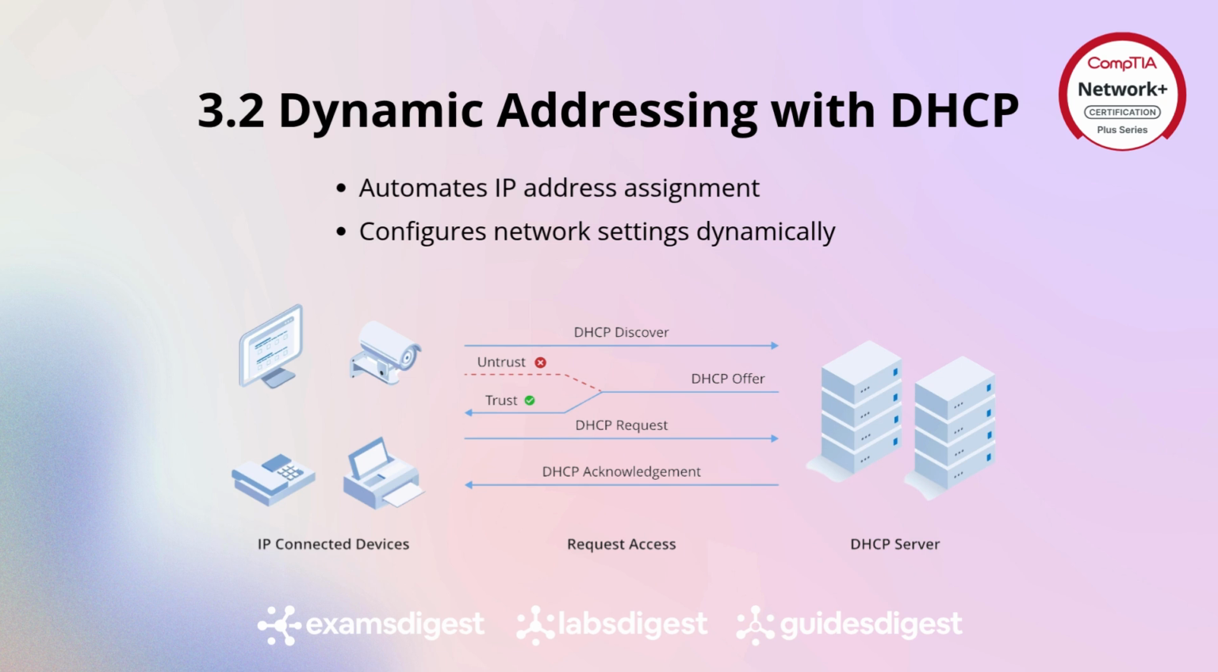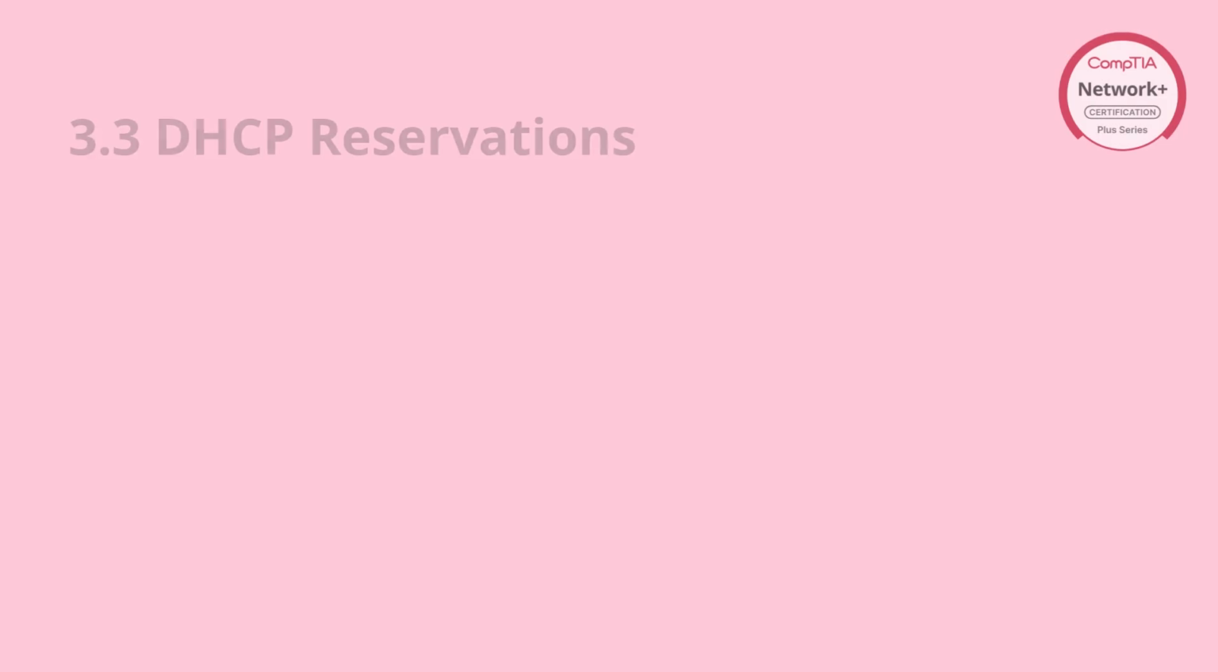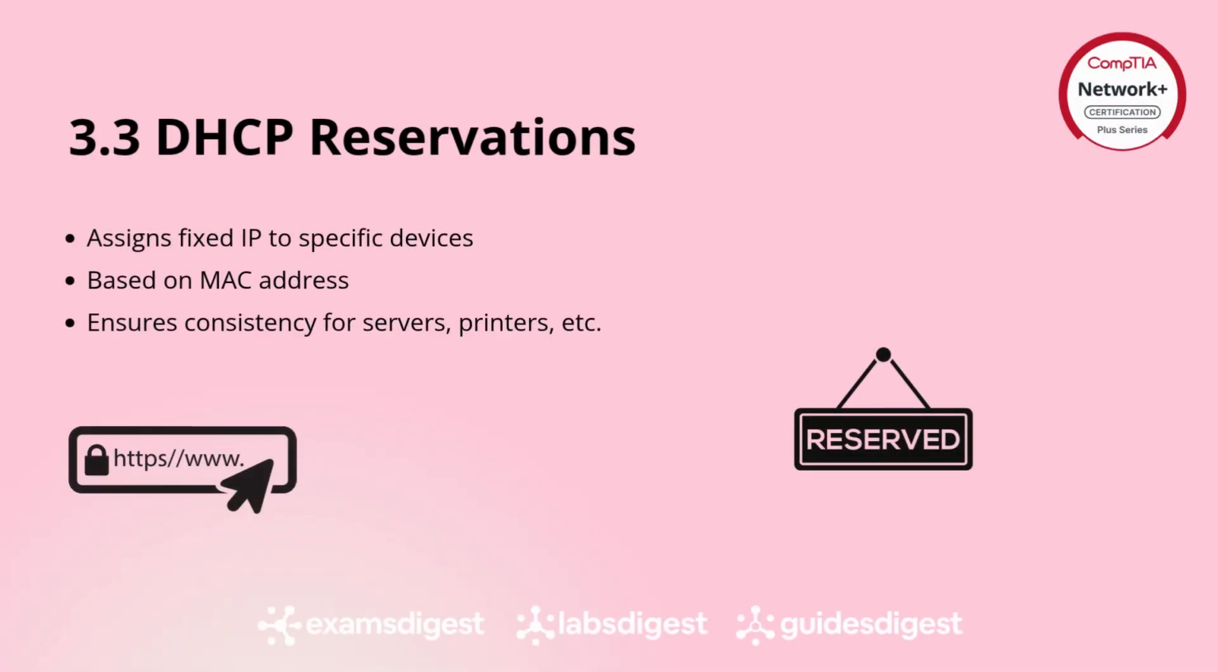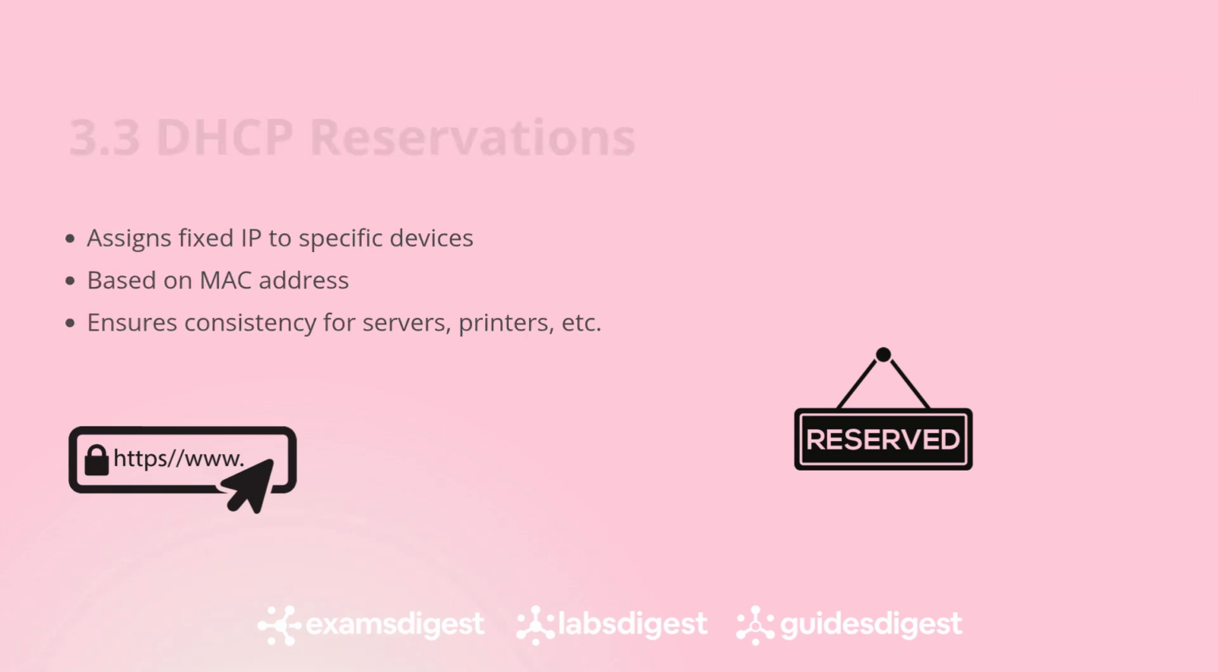It assigns IP addresses and other critical network configuration parameters dynamically, allowing devices to communicate on the network without manual intervention. One key feature of DHCP is reservations. DHCP reservations ensure that specific devices always receive the same IP address whenever they connect to the network. This is particularly useful for devices that require a consistent IP address, such as servers, printers, or network-attached storage devices.